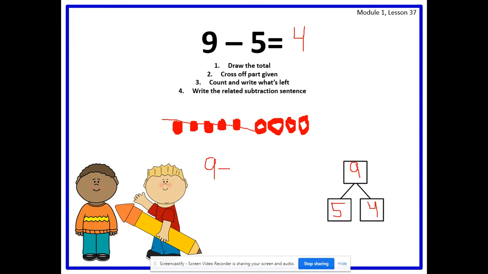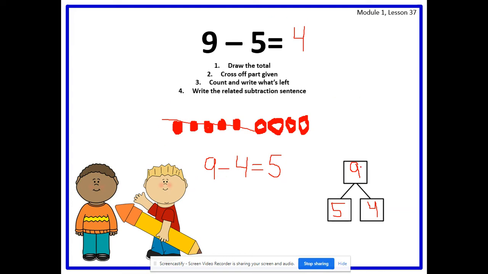I write, you write. And then, since we already took off 5 first, let's go ahead and flip the parts. 9 minus 4 equals 5. And that is your related subtraction sentence. See? If you look at your number bond, it will help you write these. So the first subtraction sentence you wrote is 9 minus 5 equals 4. Read the sentence with me. Get ready. 9 minus 5 equals 4.